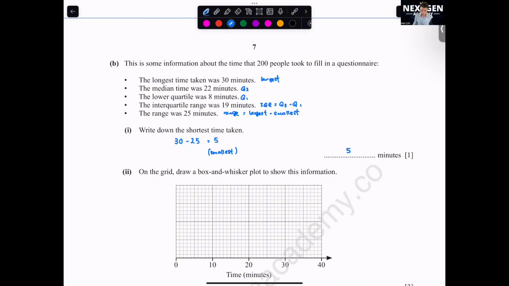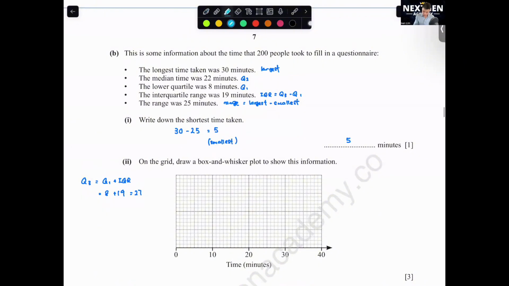They ask us to draw a box and whisker plot. We've got Q1, Q2. We need to find what is Q3. What is the value of Q3? I do the calculation here. Q3 will be Q1 plus interquartile range. Q1 was 8, interquartile range is 19. So 8 plus 19, you get 27. So can you all put in all these values here? So we got the largest, we got Q2, Q1, Q3.